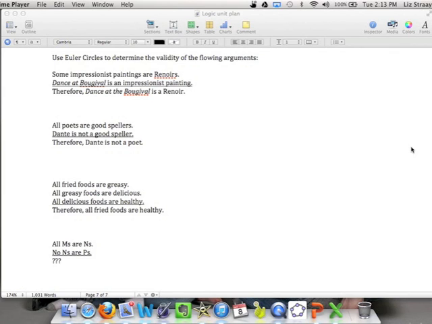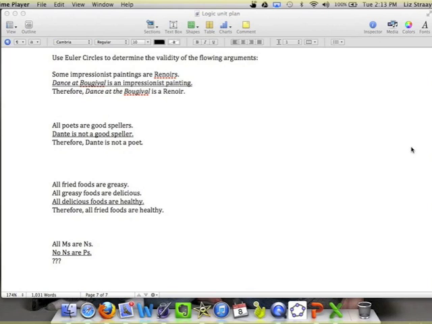His name is Euler. We will encounter him at least one more time this year for something else he did, and I'm trying to think if there's any more after that. But he did a lot. He comes up in a lot of different math classes, and he thought a good way to represent these is with circles, which are essentially Venn diagrams.